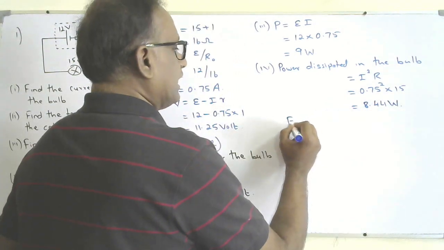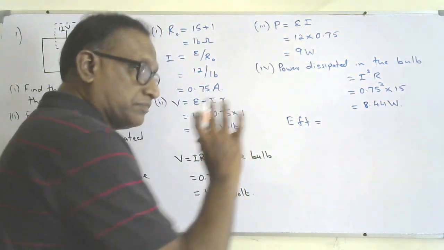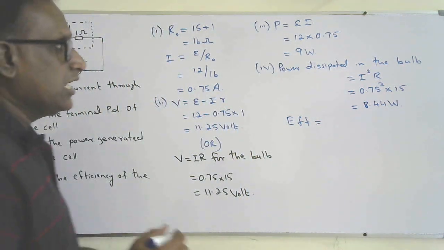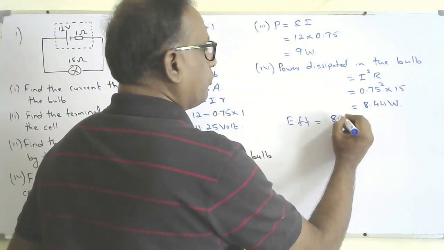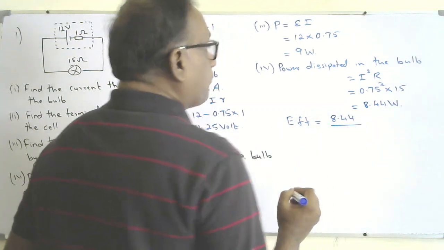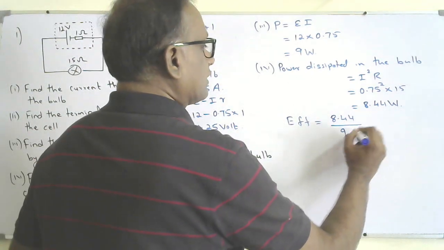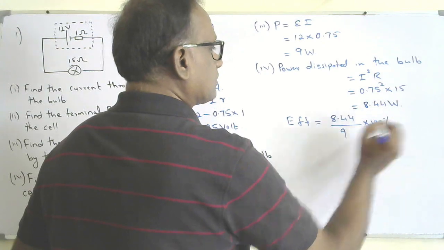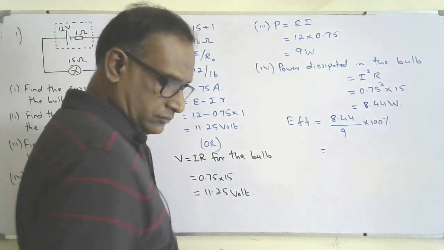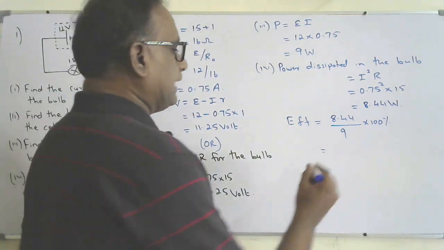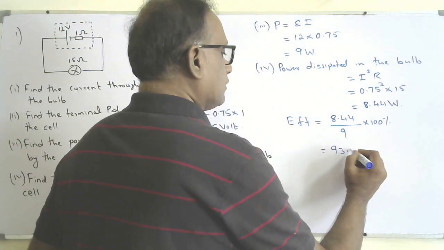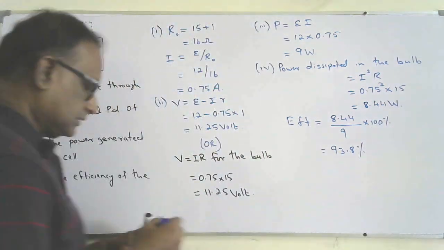So efficiency of the power supply in this circuit will be useful output 8.44 over power generated 9, into 100%. So that will be 93.8%.